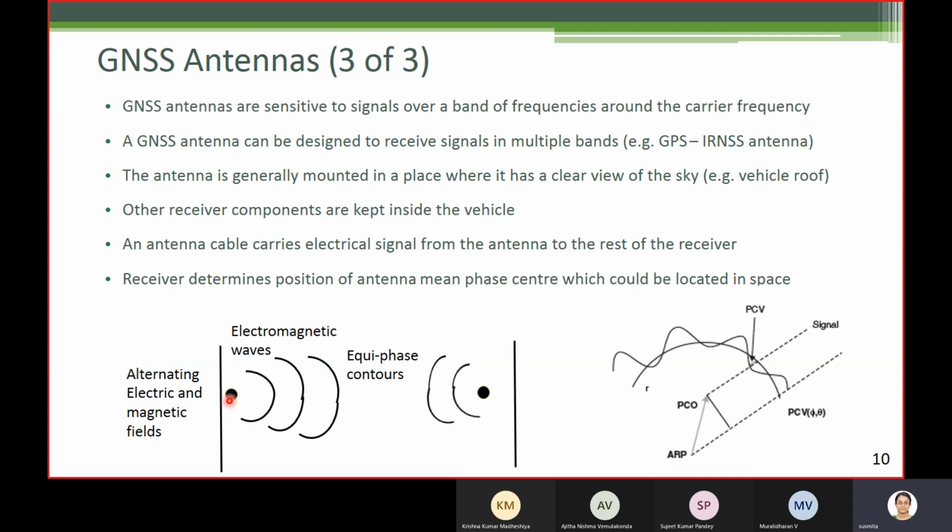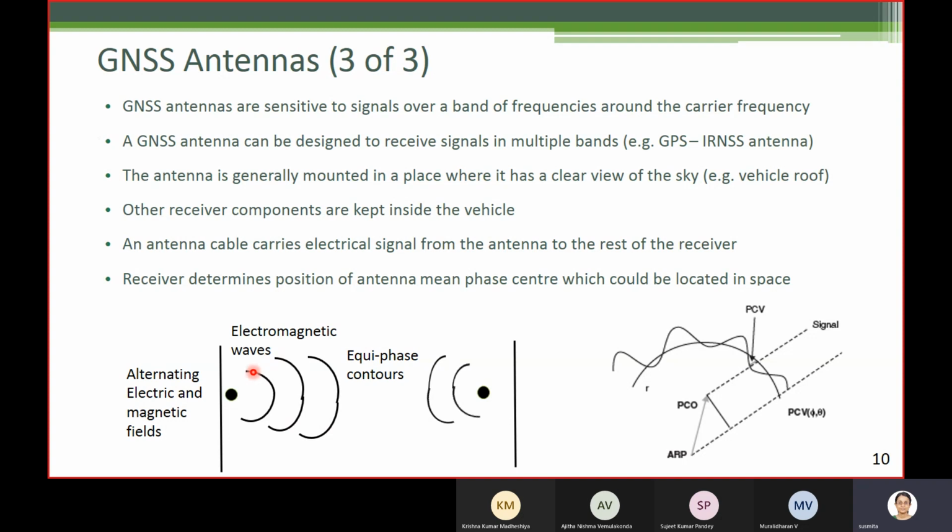This is the case of an ideal antenna. Now what are these contours? They represent spherical contours, but what exactly are they? You just take multiple points on a contour. They all have the same electric field and magnetic field.